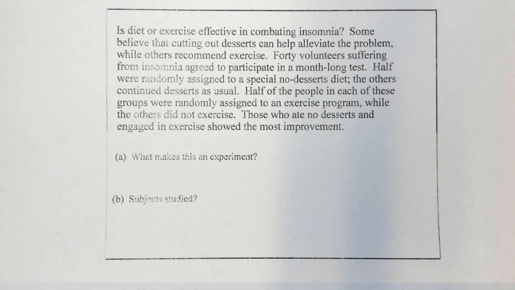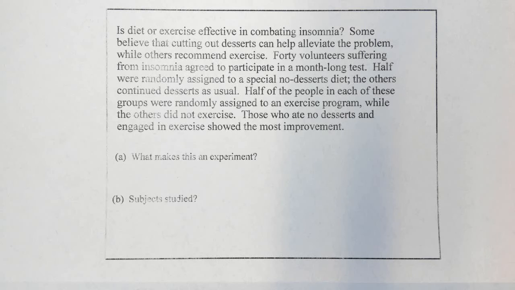So you take volunteers. Is it okay to take volunteers for an experiment? Yes. Because that's not the randomization piece. This is not a sample. This is an experiment, or it will be when we're done. So you can take volunteers for that. And they're suffering from insomnia. So, of course, if they don't have insomnia, you don't need them. You're not going to take them. And they agreed to participate in a month-long test. Half were randomly assigned to a special no desserts diet. Okay? Nobody's going to pick that on purpose, probably. So that's why you have to assign them to it to make them do it and hope that they agree. The others continued desserts as usual.